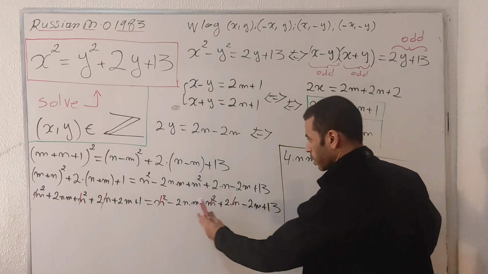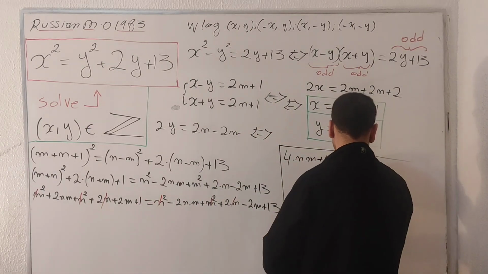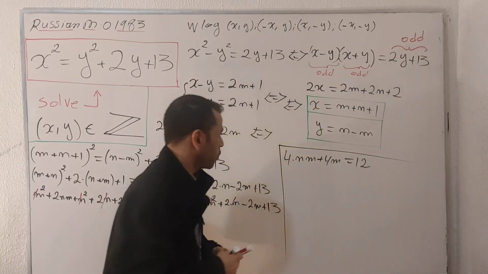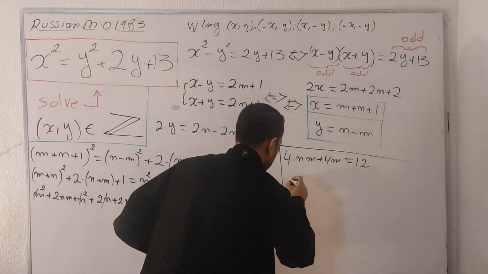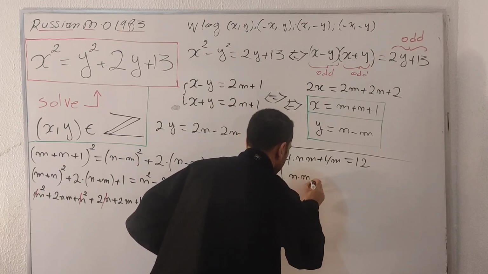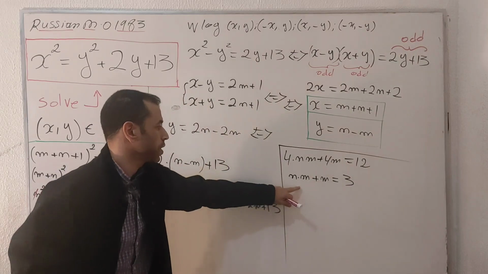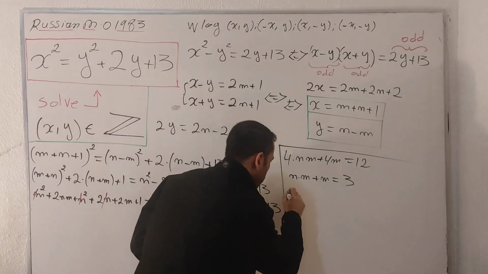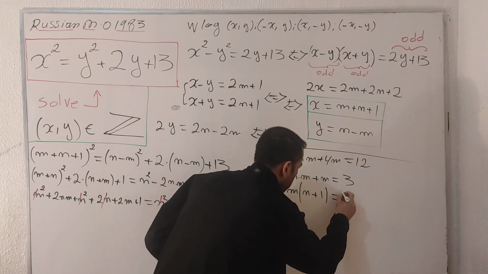This 13, by moving over this number 1 to the right, I will get 13 minus 1, which is 12. Okay, then I'm going to divide both sides by number 4. I will get n multiplied by m plus m equals 3. Then I'm going to take m as a common factor. I will have m times (n plus 1) equals 30.